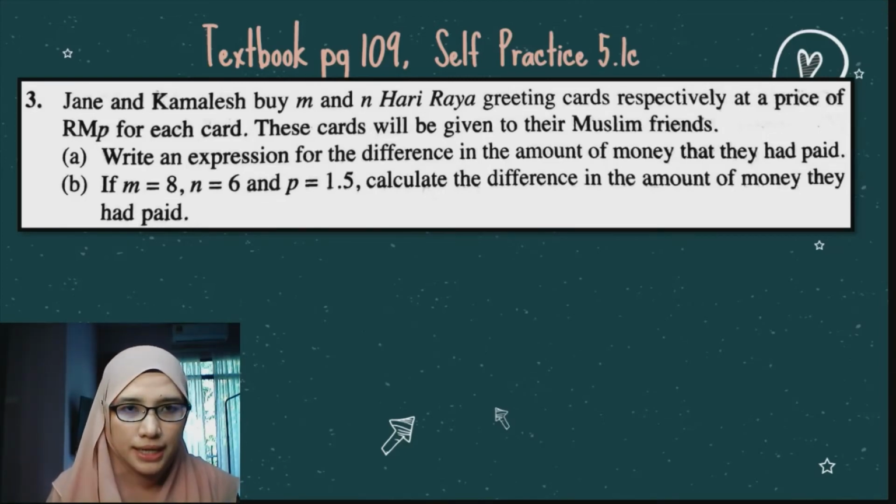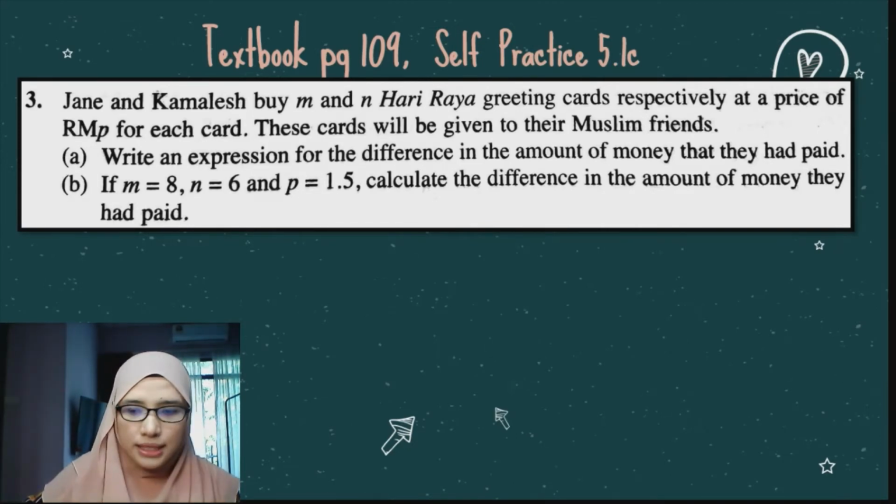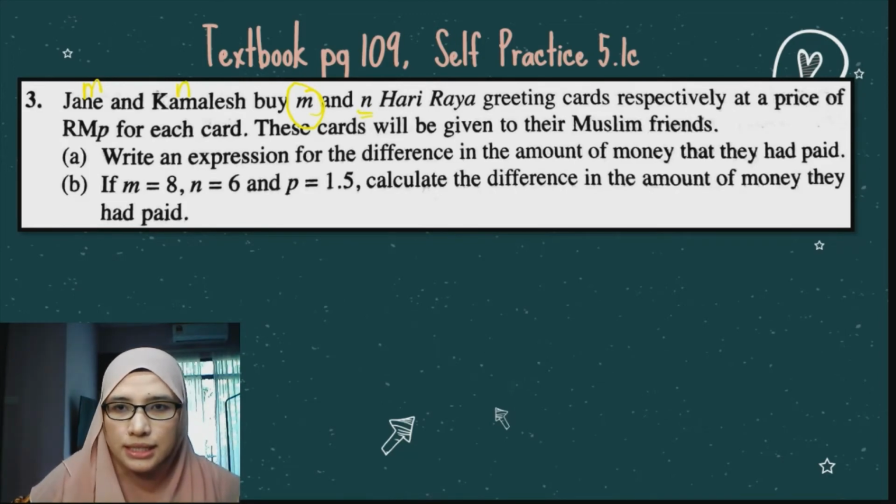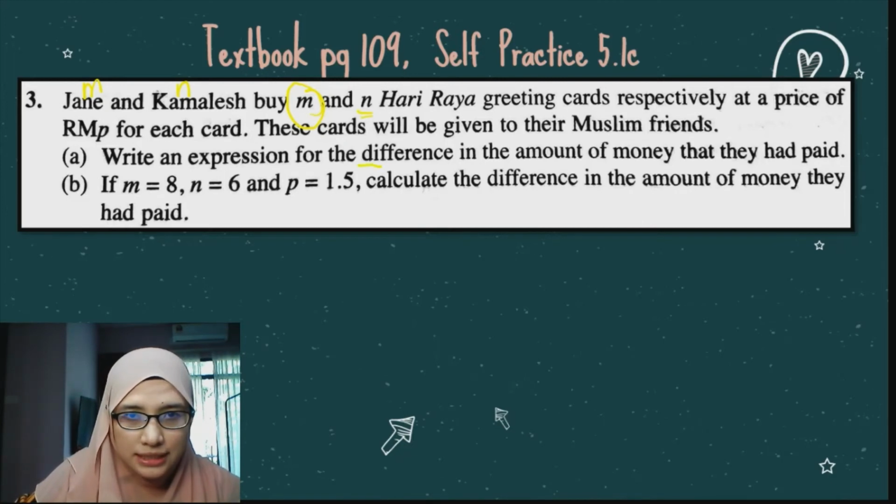Jane and Kamalesh buy M and N Hari Raya greeting cards respectively, meaning M here is for Jane and N here is for Kamalesh. Greeting cards respectively at the price of RMP for each card. These cards will be given to their Muslim friends. A. Write an expression for the difference. The difference is minus in the amount of money that they had paid.